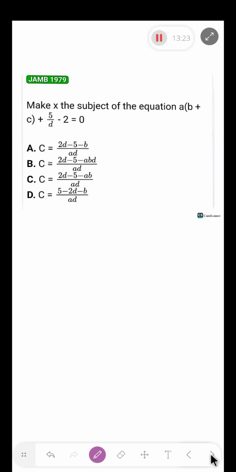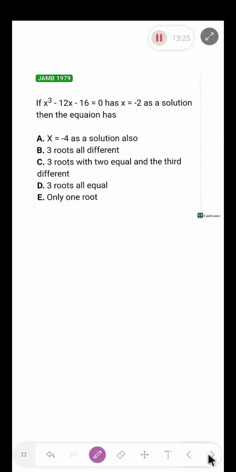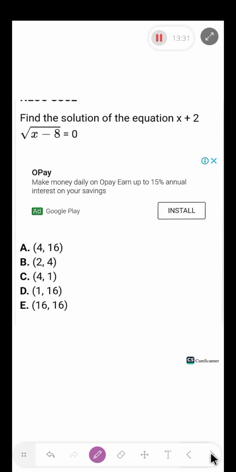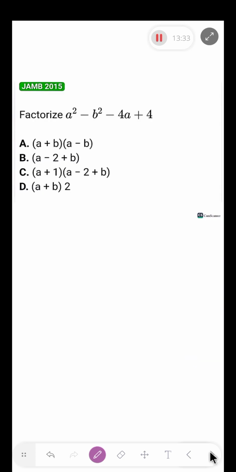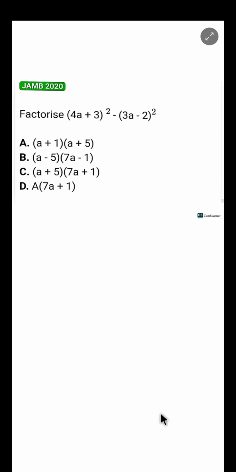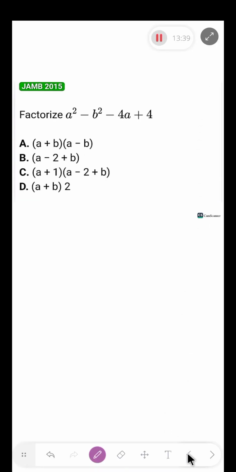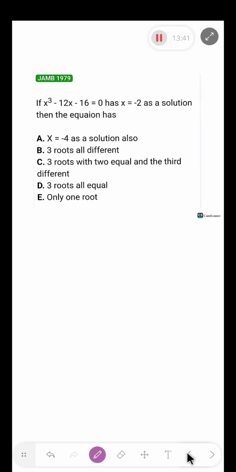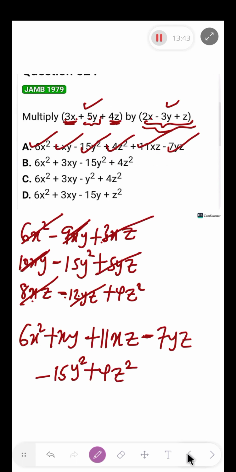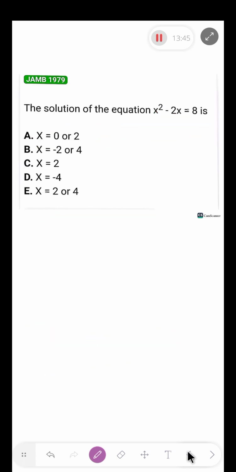Do I still have any other question based on division of polynomials? I don't think so. Okay, I think that's all for now. So what I want to do now is to just pick some set of questions randomly. Let me use the opportunity to solve some expression here.